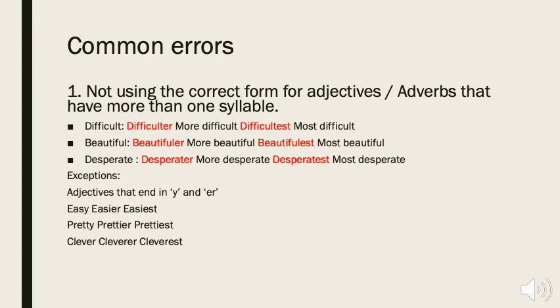Let us now take a look at the common errors that creep into the use of the different degrees of comparison. The most common among these would be the use of er and est as suffixes to form the comparative and superlative degrees of adjectives that have more than one syllable. We know that in monosyllabic adjectives, that is, adjectives that have one syllable, the comparative and superlative degrees of comparison are formed with the addition of the suffix er for comparative and est for the superlative.